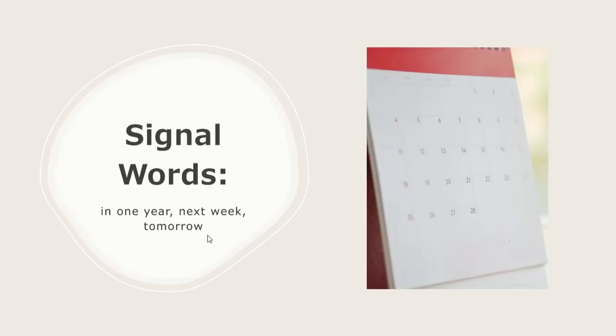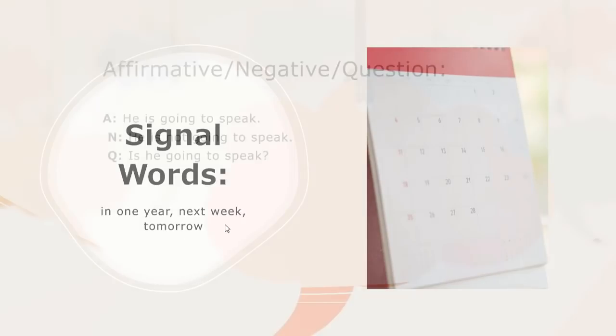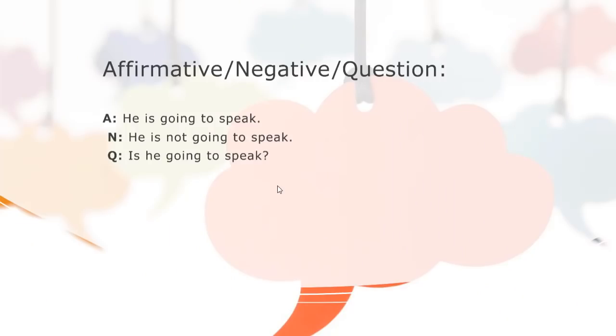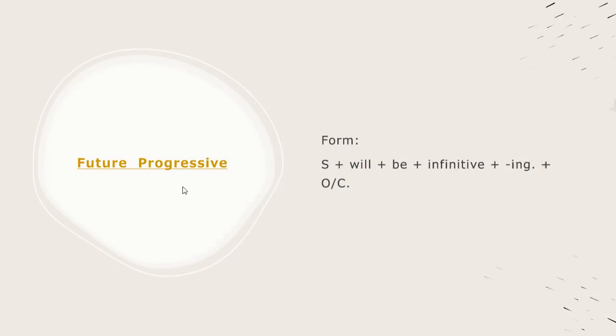He's not going to speak the language you don't understand. Is he going to speak the language you understand? Something like that, right? You can make your own sentences because in the slide it is only shown that it's the same thing from one tense to another. Okay. And then now we go to the future progressive. Yeah, the last one is future progressive.